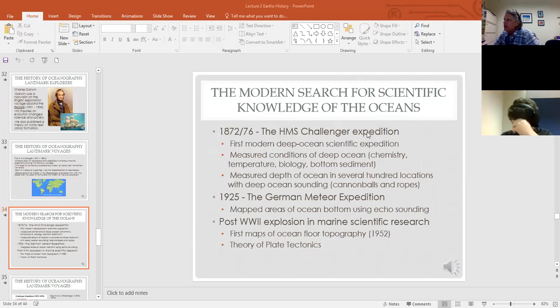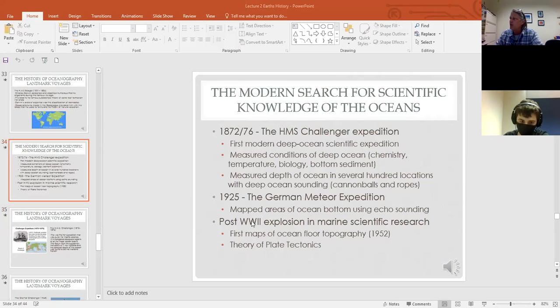The Challenger was the first deep ocean expedition in the 1800s. They didn't have sonar. Sonar was invented during World War II. They just used plumb bobbing, but they measured the deep ocean. So, ocean mapping: the first echo sounding was done in 1925. And then, of course, post-World War II, we have echo sounding and echolocation, very sophisticated, not just a ping, but multi-beam and things like that. We can map the ocean floor.